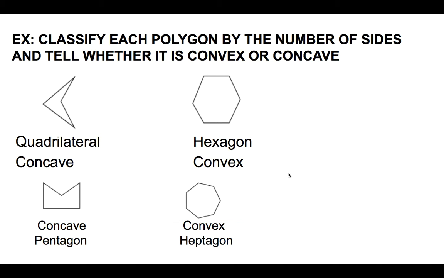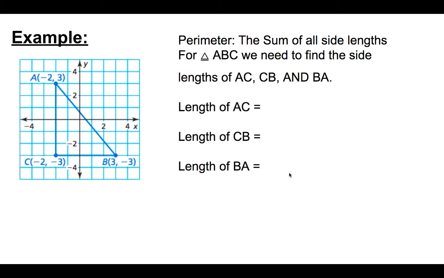And now we're going to go ahead and look at the perimeter of shapes. So I have this triangle here, ABC, graphed on my coordinate grid. And then I want to go ahead and find the perimeter. So remember, perimeter means that you're finding the sum of all the side lengths of your triangle or your polygon. And so I need to know the length of AC, the length of line segment CB, and then the length of line segment BA.